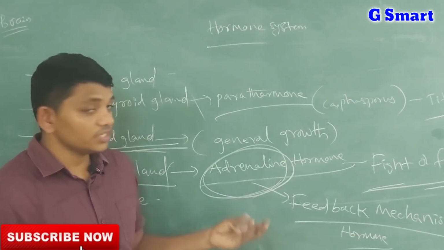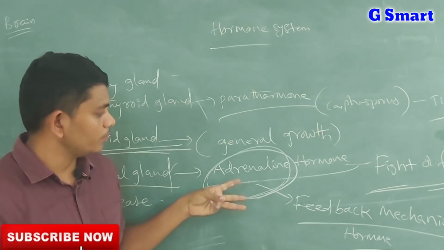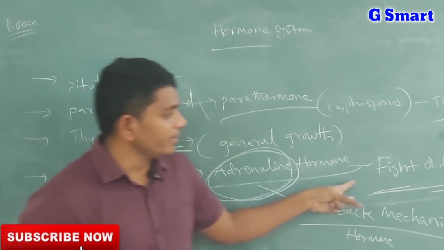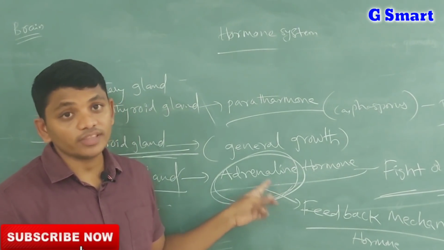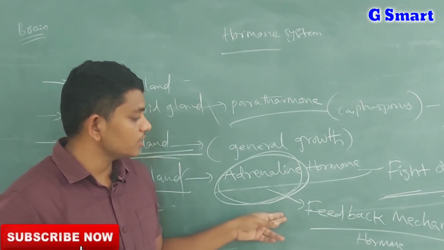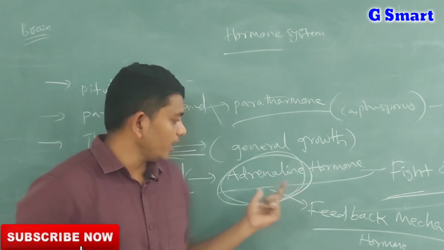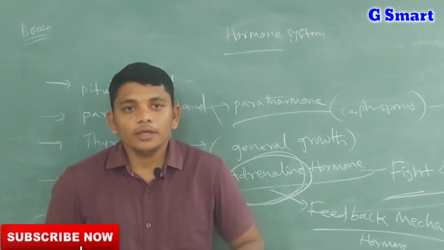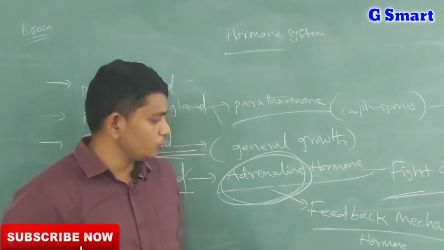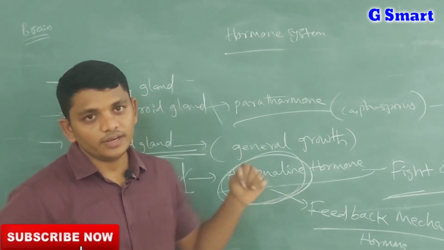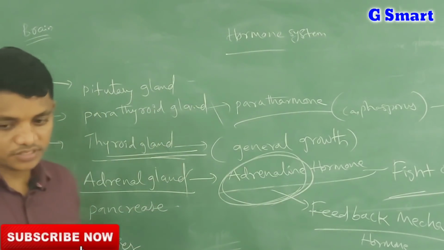So here we are discussing three important points about the adrenaline hormone. First, it is the fight or flight hormone. Also, it is the hormone for the emotions, and also it is a feedback mechanism hormone. Feedback mainly occurs due to the adrenaline hormone. Clear?